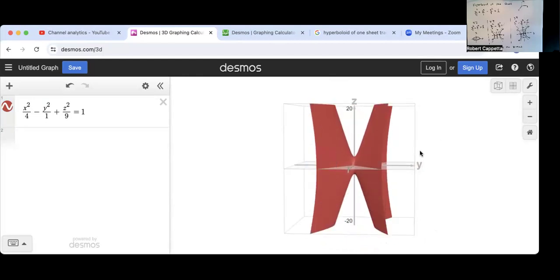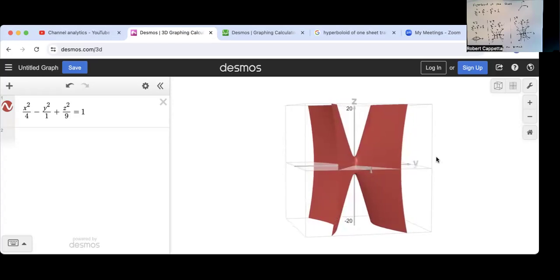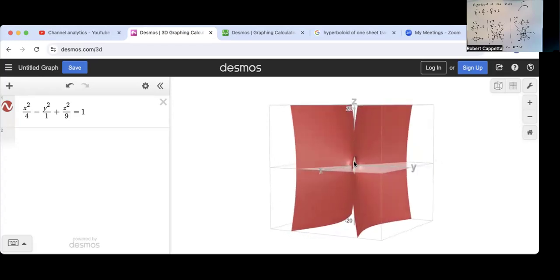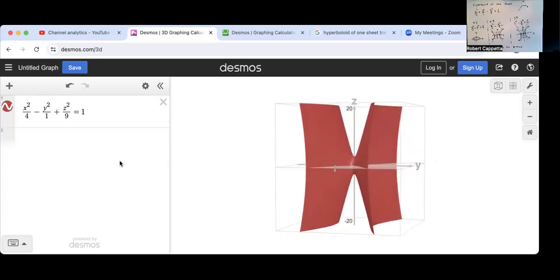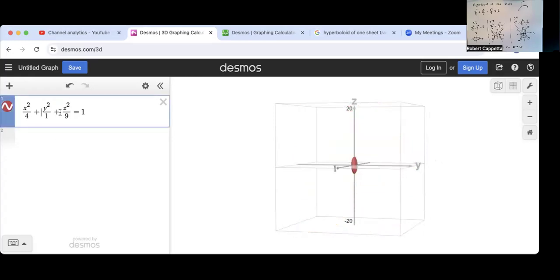May I get a better image? Not really. It all sort of looks the same. So my hyperboloid of one sheet this time has an axis of symmetry as the y-axis, whereas previously, when y was plus and z was minus, the axis of symmetry was the z-axis.